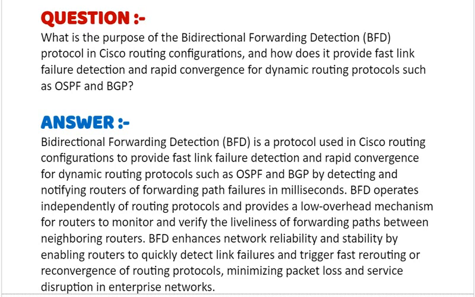Your answer should be: bidirectional forwarding detection (BFD) is a protocol used in Cisco routing configurations to provide fast link failure detection and rapid convergence for dynamic routing protocols such as OSPF and BGP by detecting and notifying routers of forwarding path failures in milliseconds.